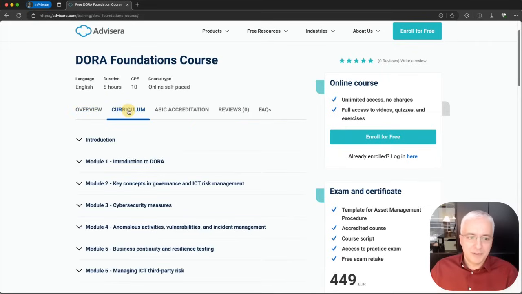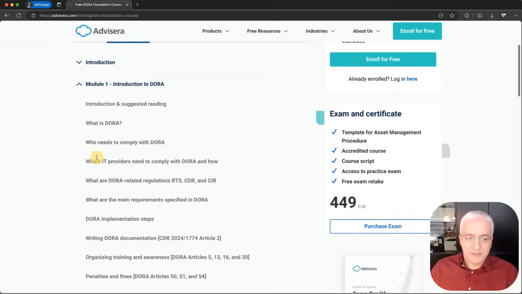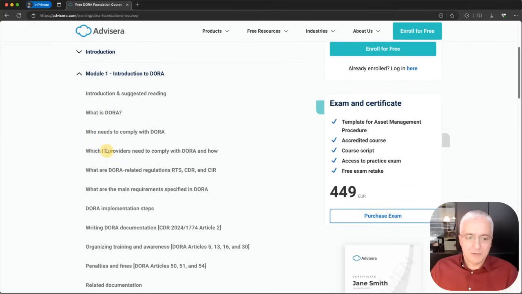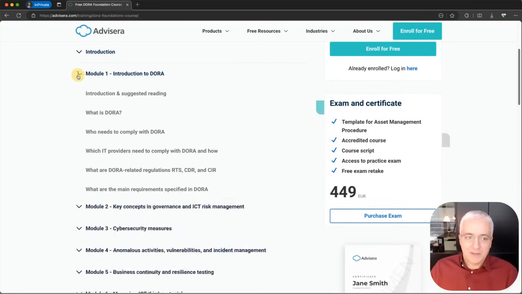So what is the curriculum? In module 1, there are general lessons around what is DORA, who needs to comply, which IT providers need to comply, what are the regulatory technical standards in the form of Commission delegated regulations and Commission implementing regulations, what are the main requirements of DORA, what are the implementation steps, how to handle documentation, how to handle training and awareness, and what are the penalties and fines. Now let's see module 2.